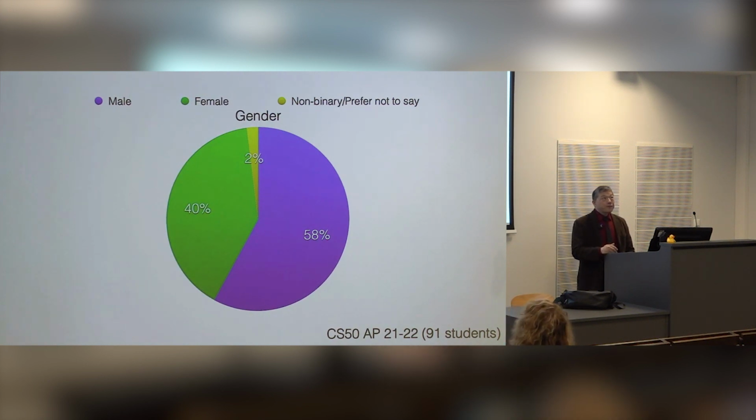About a year ago, when we looked at the students, male versus female students, we still have a majority who are male students, but we have about 40% who are female. And that's very encouraging because it used to be much lower. And we're really working towards 50-50. We want to get an equal representation of male students and female students.